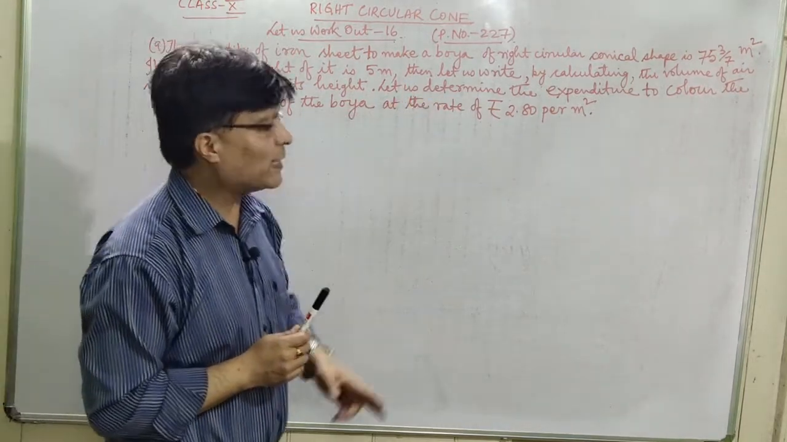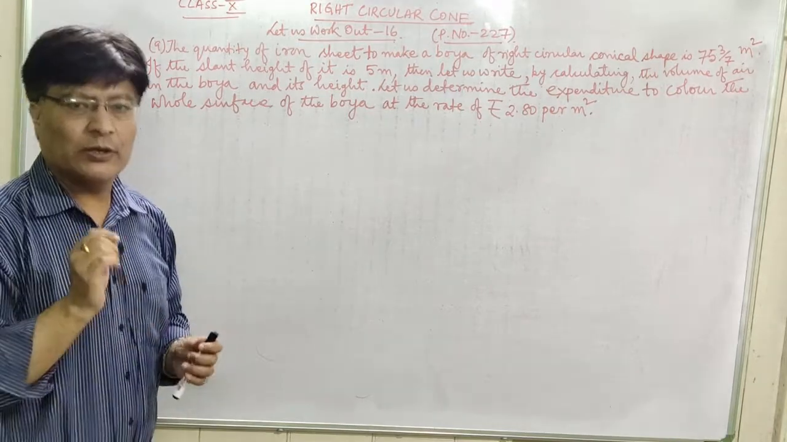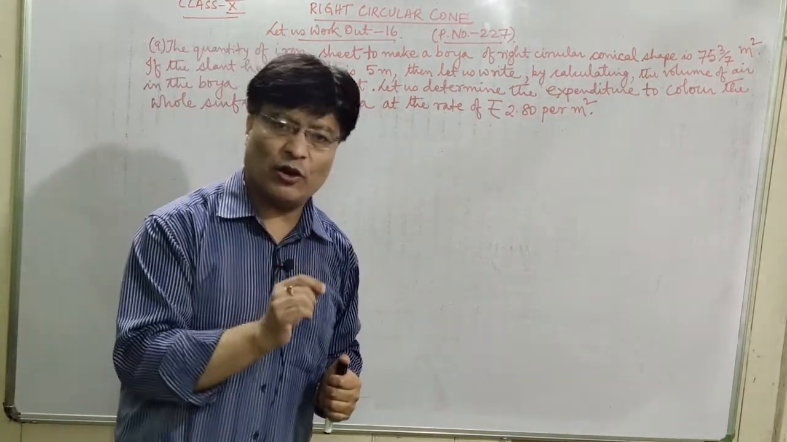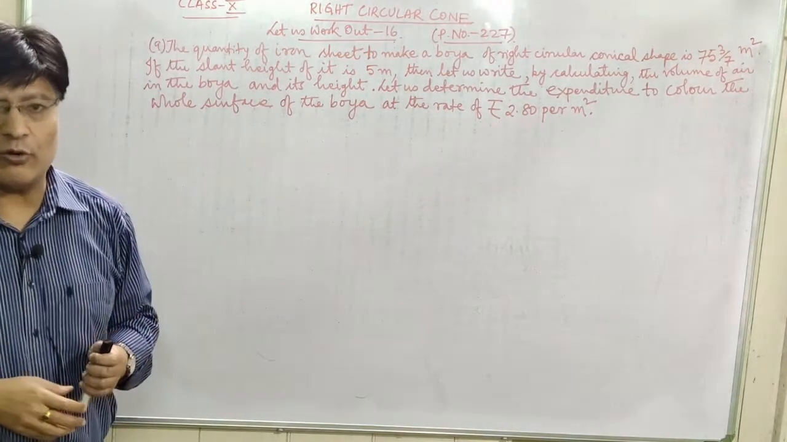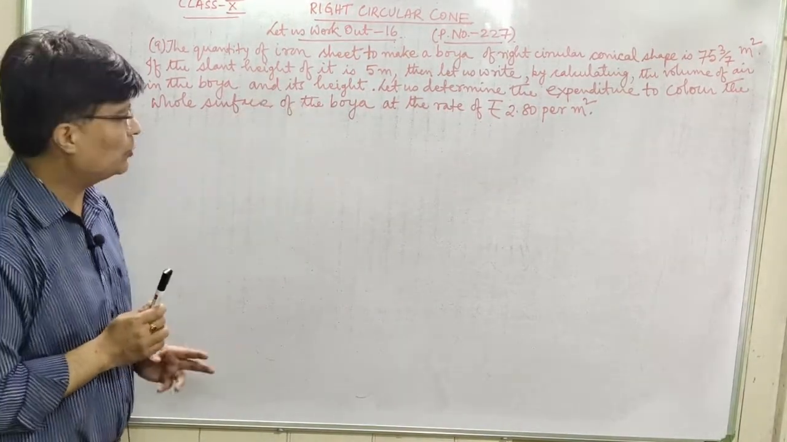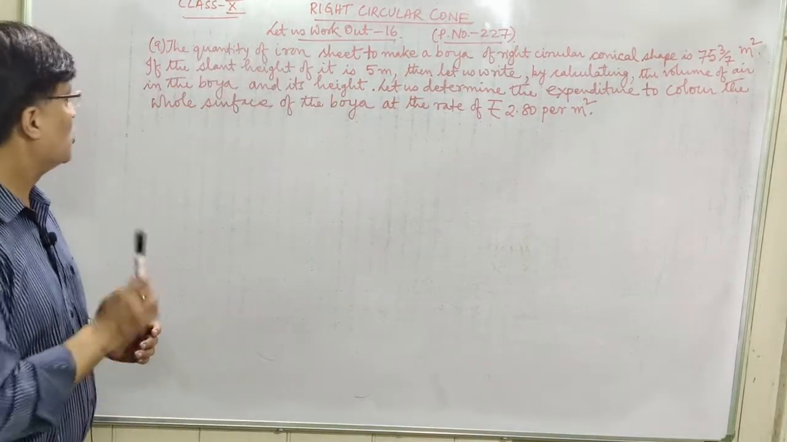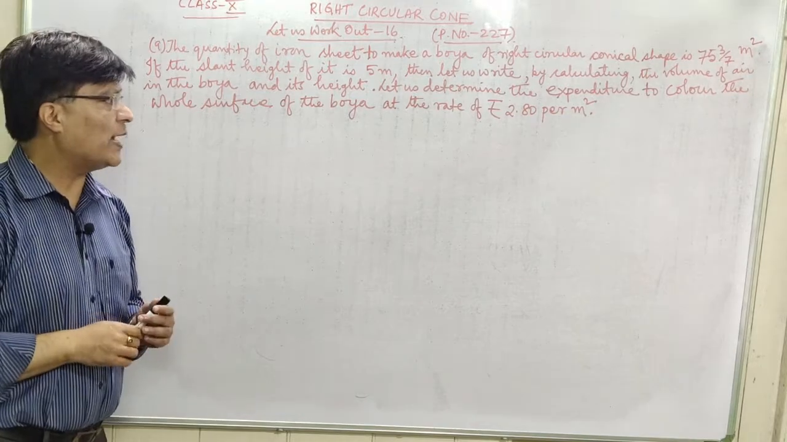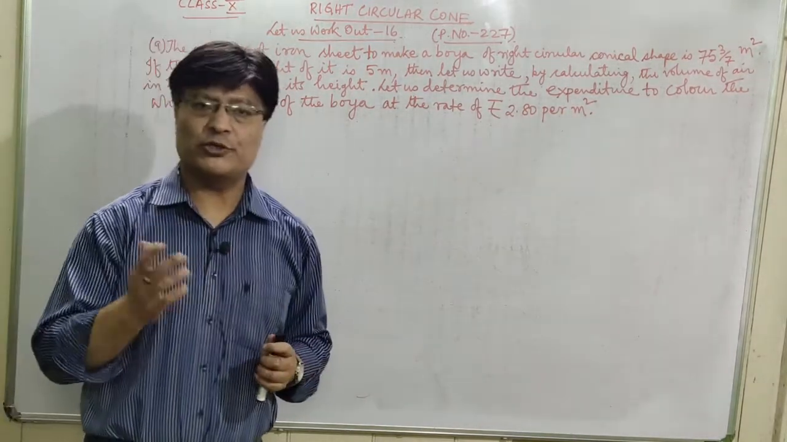So let us write by calculating the volume of air in the boya. You have to find out the volume of air in the boya. That means you have to find out the volume of the right circular conical shape, and you have to find out its height also. And also let us determine the expenditure to color the whole surface of the boya at the rate of rupees 2.80 per meter square.